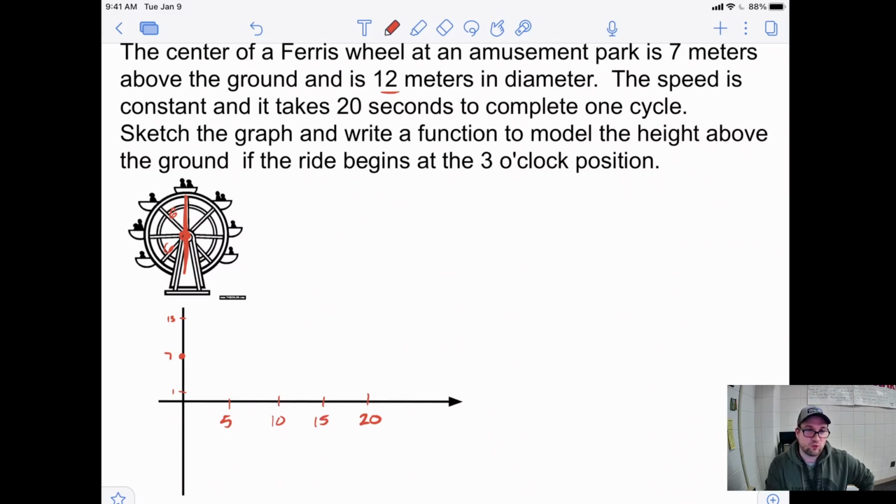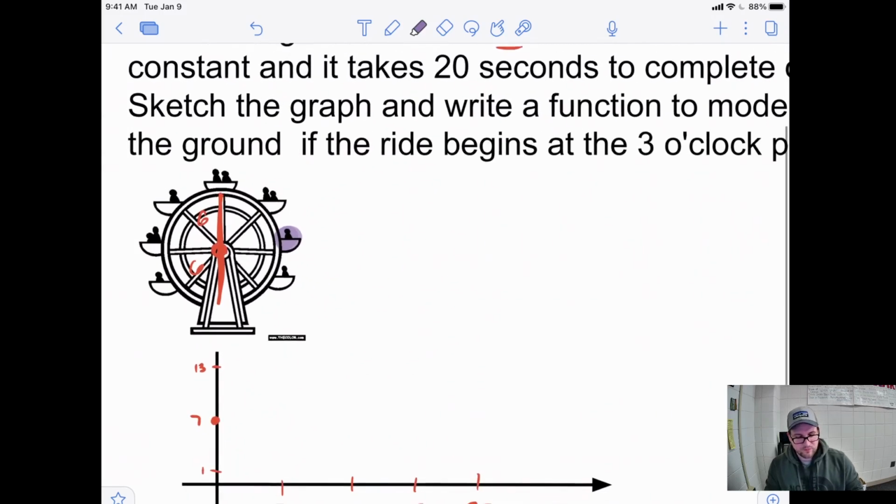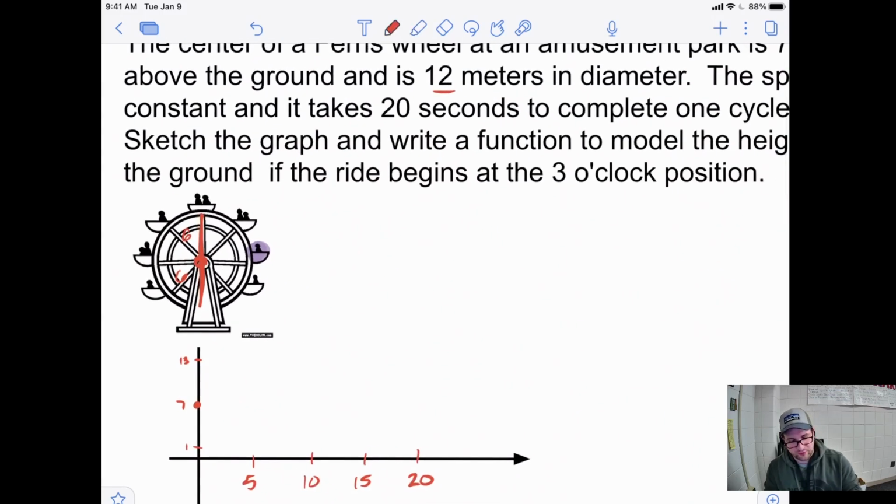Sketch the graph and write a function to model the height above the ground if the rider begins at the 3 o'clock position. So if our rider is beginning at the 3 o'clock position, that would indicate that they are starting right here. Actually, let's even just highlight this guy. He's at the 3 o'clock position. Now, let's just assume that our Ferris wheel is moving clockwise.